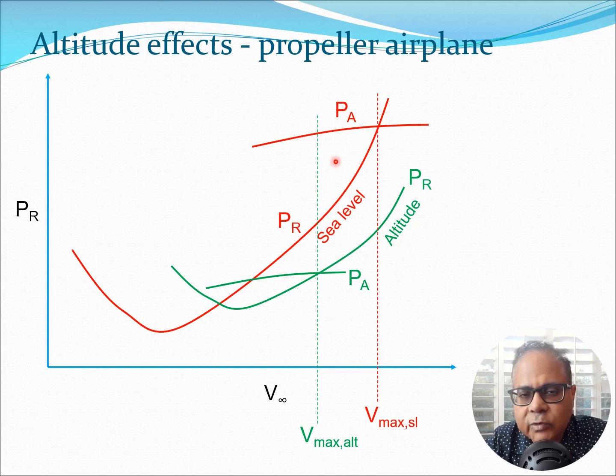All the sea level values here are shown by the red lines and the red text in the graph. Now let's consider the same problem, but we have moved to a given altitude. In that situation, all the graphs are given in green. You can see the power required curve is given by this, the power available curve is given by this line here, and the intersection of these lines corresponds to the Vmax altitude situation. So what has happened is that the Vmax at the altitude has come down. This is typically the case because of the changes in the density between the sea level and the altitude condition.